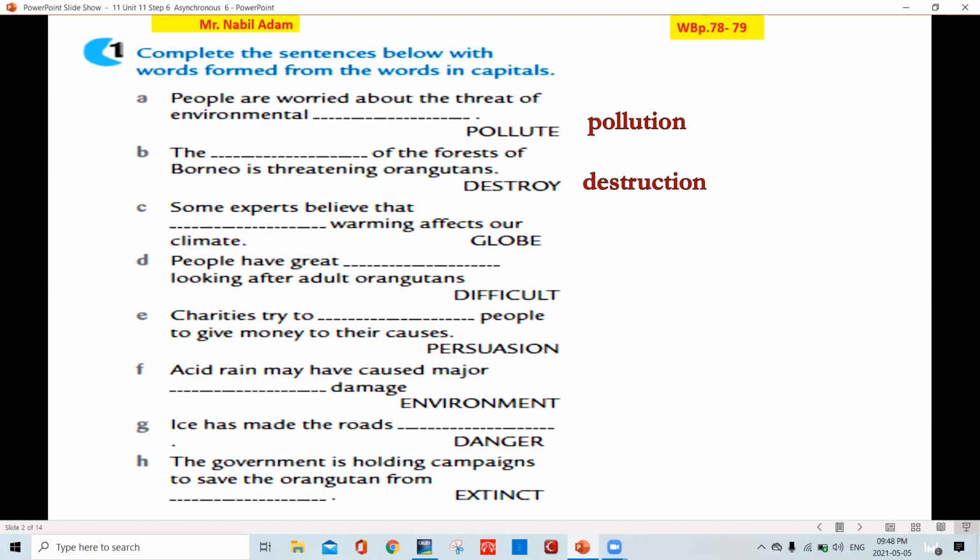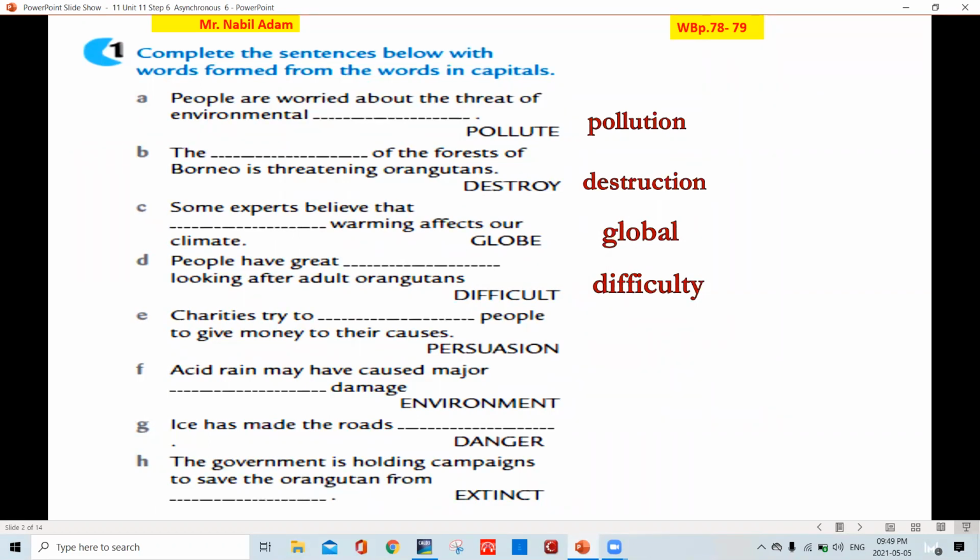C, some experts believe that globe warming affects our climate. Globe is a noun. What is the adjective? Global warming. Yes, good. D, people have great difficult looking after adult orangutans. Difficult is an adjective. Here we need a noun. People have great what? What is the noun for difficult? Difficulty. We add just the letter Y.